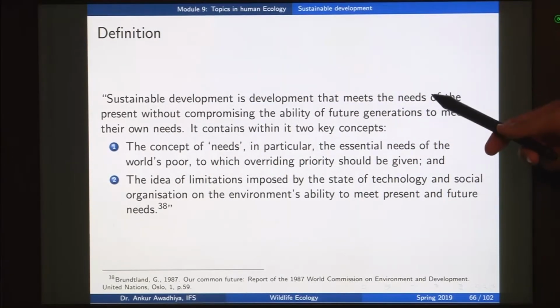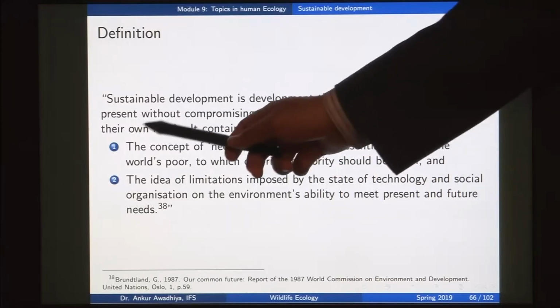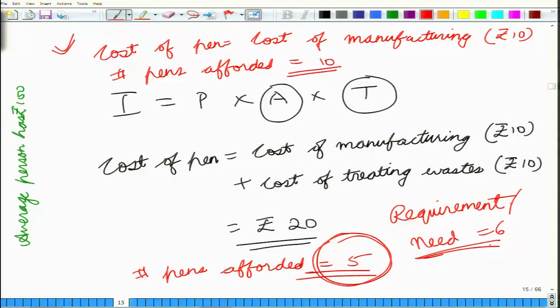We cannot go away by not meeting the needs of the present, because the present generation also requires medicines, needs to be educated, requires jobs, and requires some level of comfort. We are not overlooking those needs or requirements, but at the same time we should not be compromising the ability of the future generations to meet their own needs. So, for instance, my needs are 6, but I want 10 pens. If I make 10 pens in this method, I am not treating any of the waste materials.